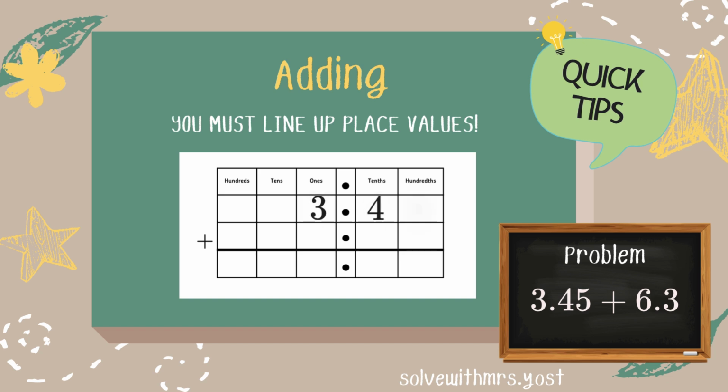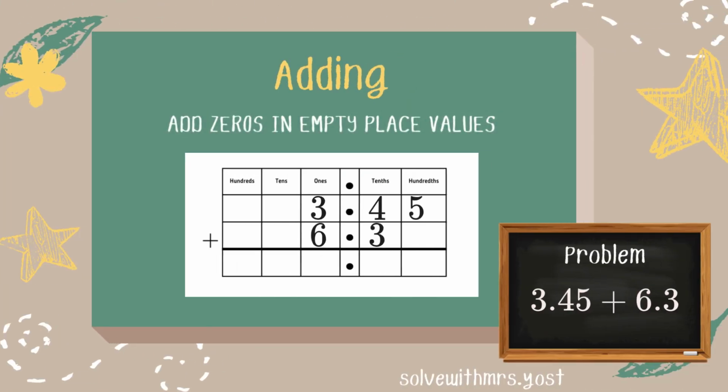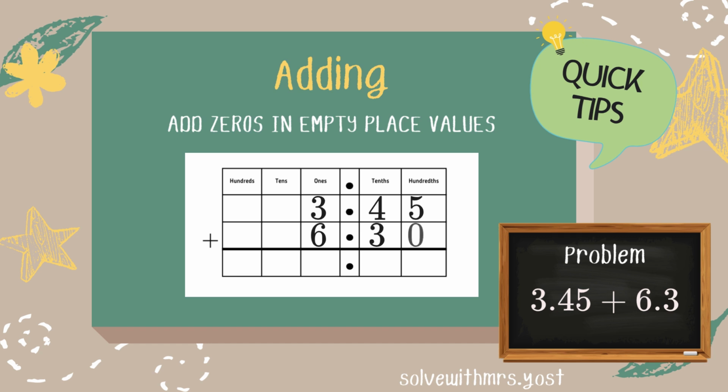Line up the numbers vertically according to their place value. Make sure you're mindful of where the decimal is. In 3 and 45 hundredths, the decimal is between the 3 and the 4. And in 6 and 3 tenths, the decimal is between the 6 and the 3. Sometimes it's helpful to put a 0 in empty place values so you know that it is worth 0.